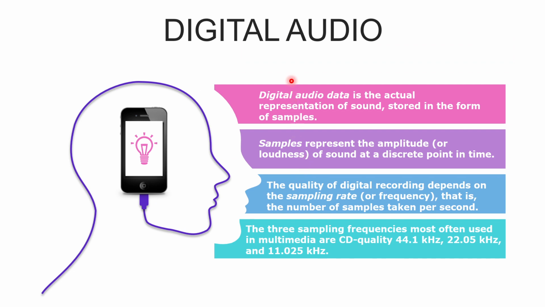We continue with the digital audio. Digital audio data is the representation of sound stored in the form of sample points. And the quality of digital recording depends on the sampling rate, that is the number of samples taken per second. And there are three sampling frequencies often used in multimedia, which are 44.1 kHz, 22.05 kHz, and 11.025 kHz.